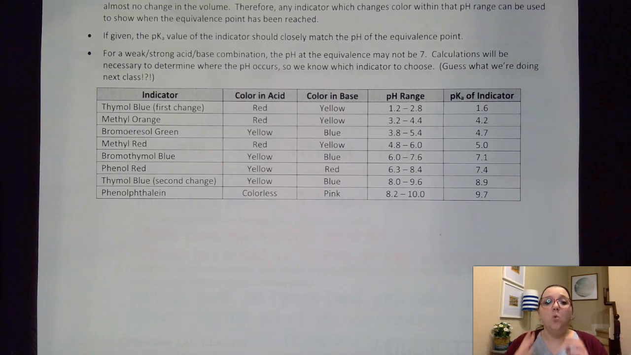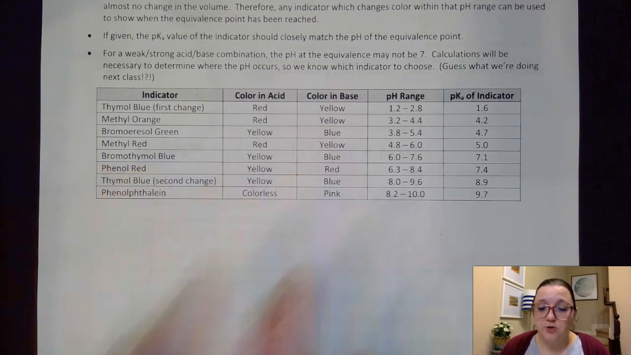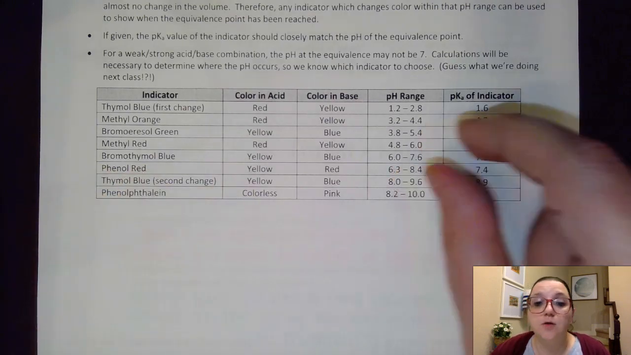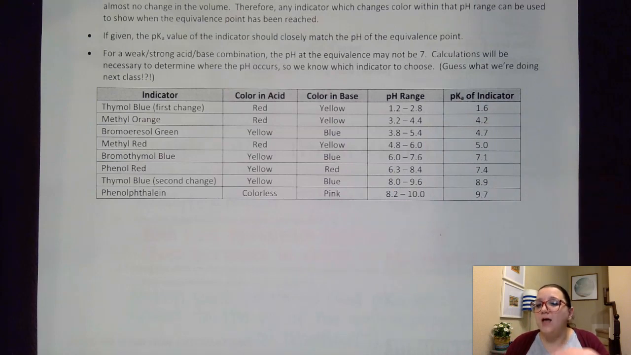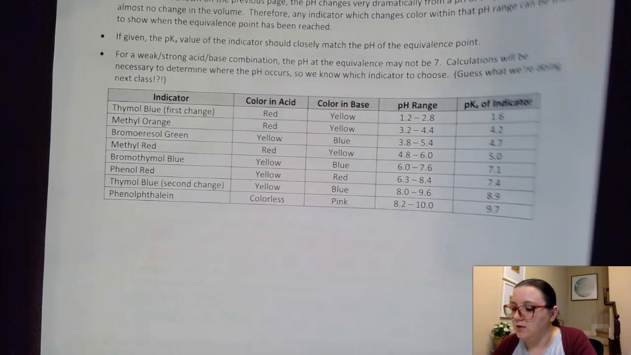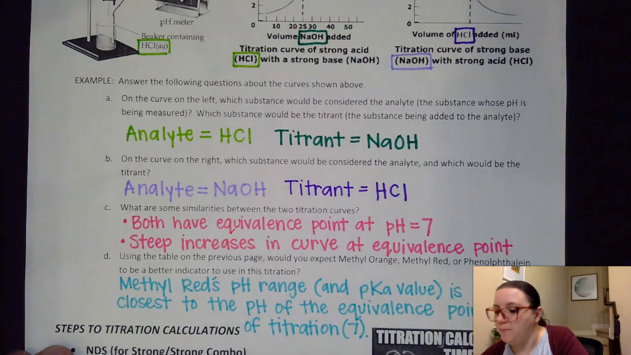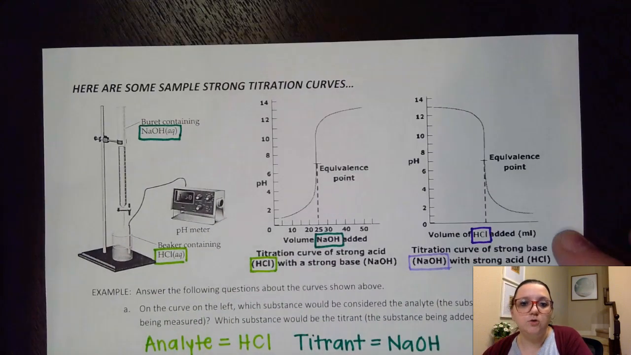So again, we want to make sure that we are picking an indicator to use where the pH range or the pKa is as close as possible to whatever our equivalence point should be for our reaction. All right, let's go ahead and look at the next page and talk about two titration curves.